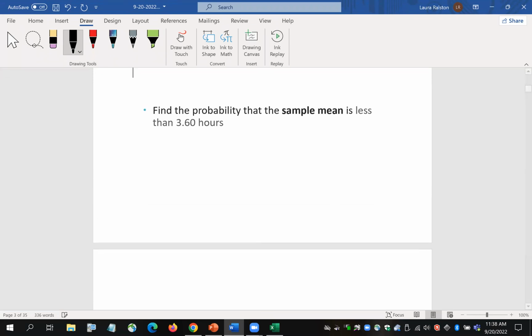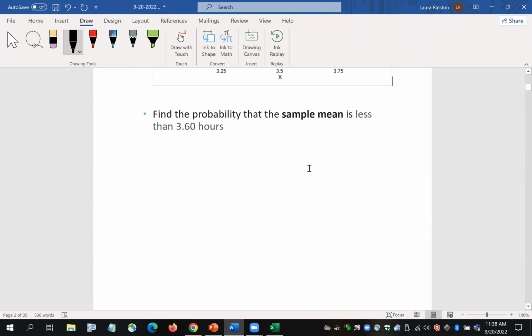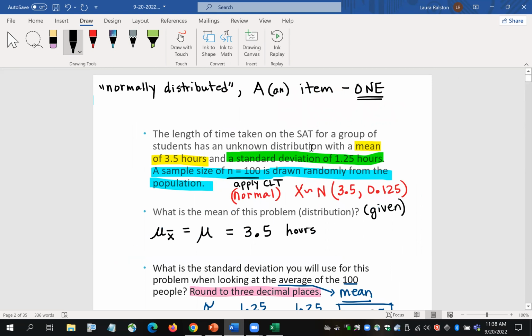All right, still the same problem. We have the length of time that it takes a student to take the test, and we want to find the probability that the sample mean is less than 3.60 hours. It's still the scenario we had back up here: an unknown distribution, mean of 3.5, standard deviation of 1.25, with a sample size of 100. So we're going to apply the central limit theorem.